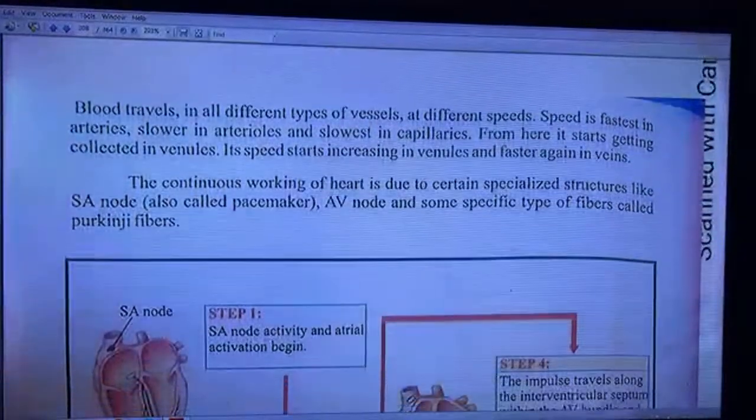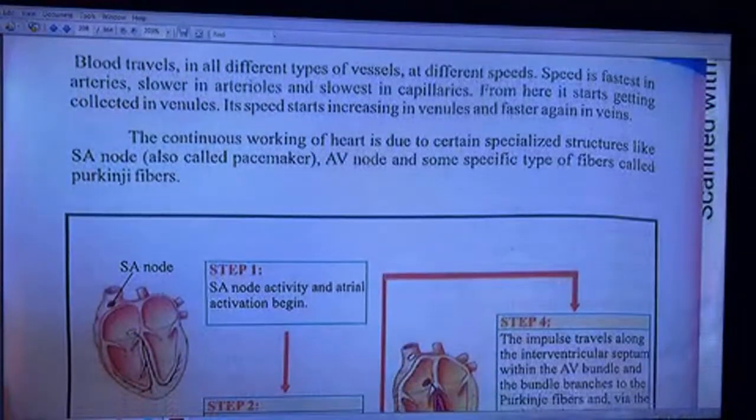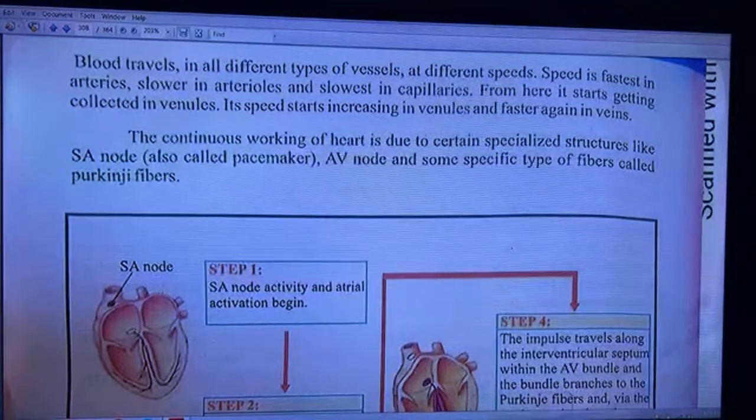Blood travels in all different types of vessels at different speeds. Speed is fastest in arteries, slower in arterioles, and slowest in capillaries. From here, it starts getting collected in venules. Its speed starts increasing in venules and is faster again in veins. The continuous working of the heart is due to certain specialized structures like the SA node, also called the pacemaker, the AV node, and some specific types of fibers called Purkinje fibers.